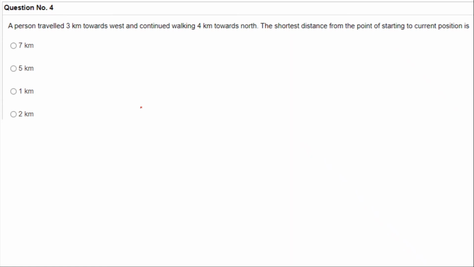A person travelled 3 km towards the west and continued 4 km towards the north. The shortest distance from the point of starting to the current position is dash. Option 1, 7 kilometers, option 2, 5 kilometers, option 3, 1 kilometer, and option 4, 2 kilometers. This is the question which is concerned with the direction. It is very easy to solve this question if you just remember the directions. As over here, north, west, east and south.